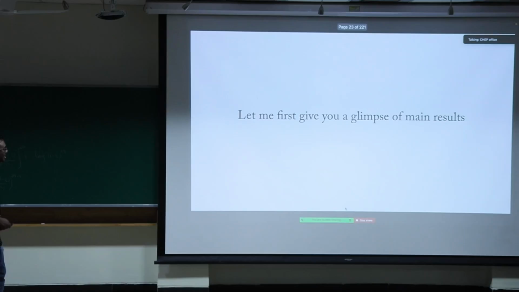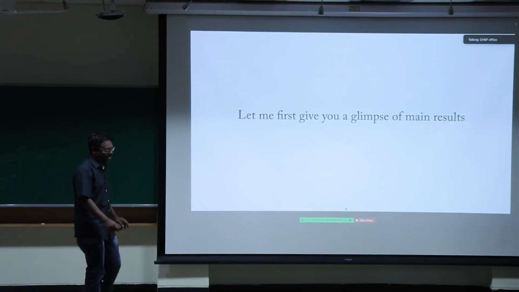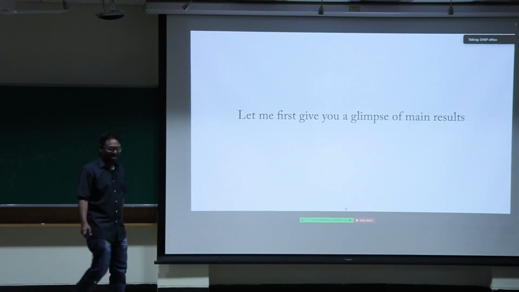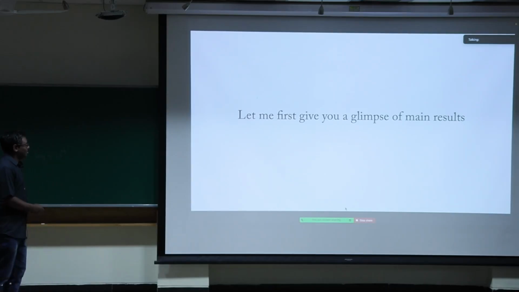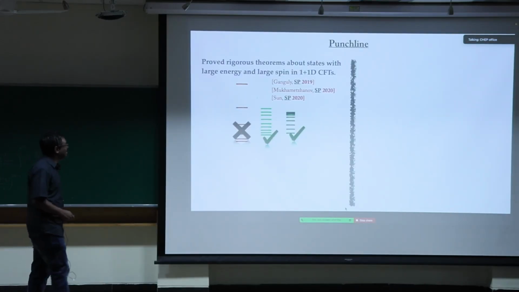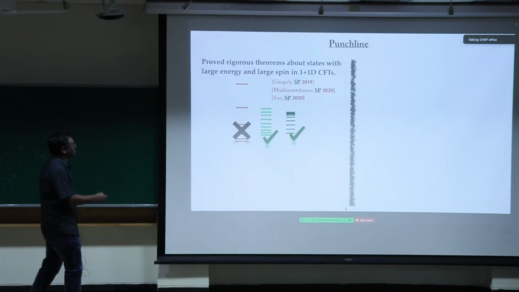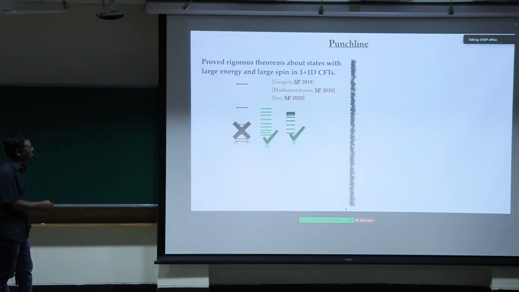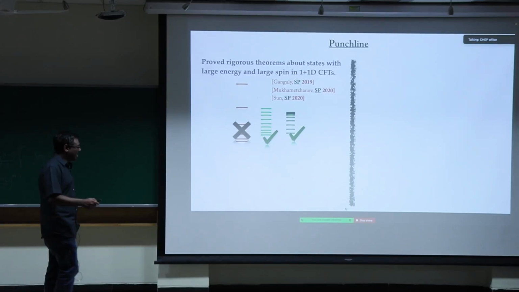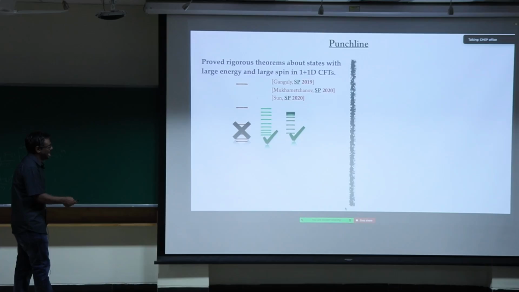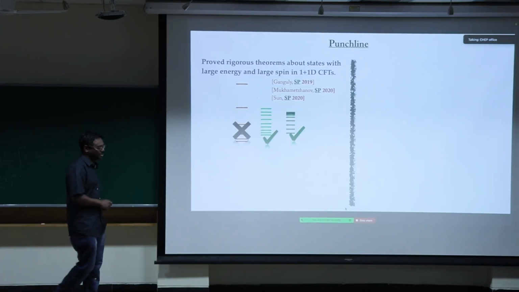So moving ahead, let me first give you a glimpse of the main results, and then I will dive deep and explain how these results are obtained at some broad level. So these are the main results. We basically proved some rigorous theorems about the distribution of states with large energy and large spin in 1 plus 1D CFT. In particular, I have shown you 3 different kinds of spectra where you have arbitrarily large gaps, regular gaps, or the spacing goes to 0.